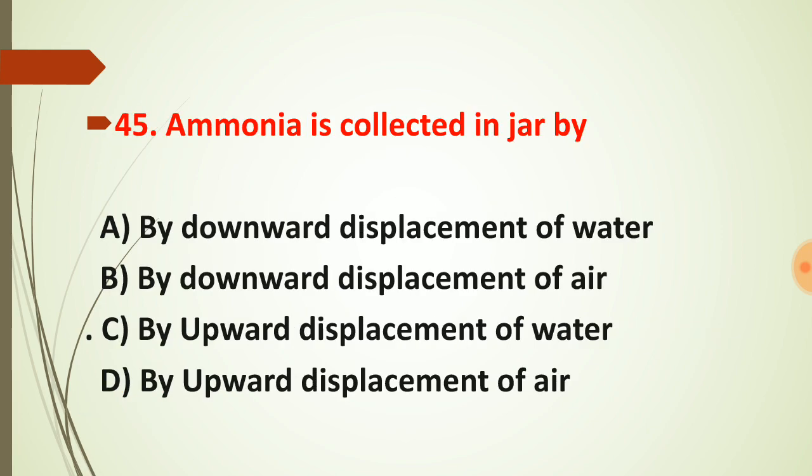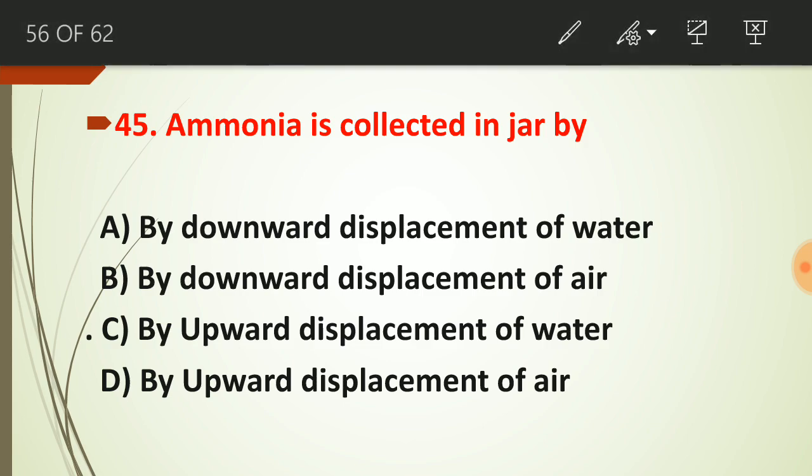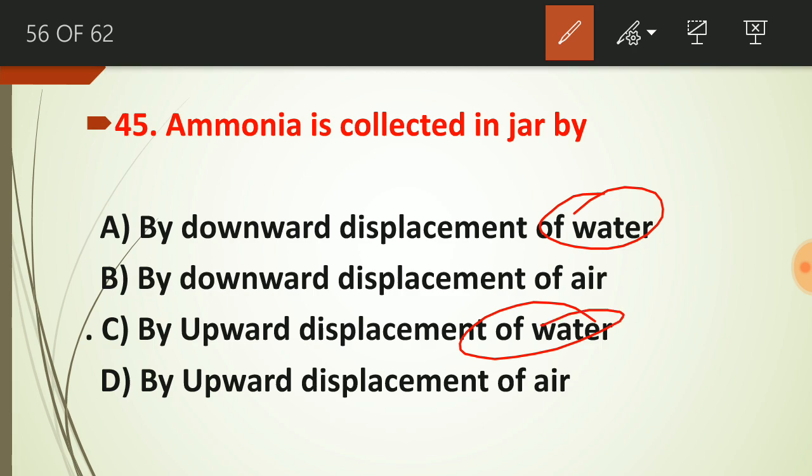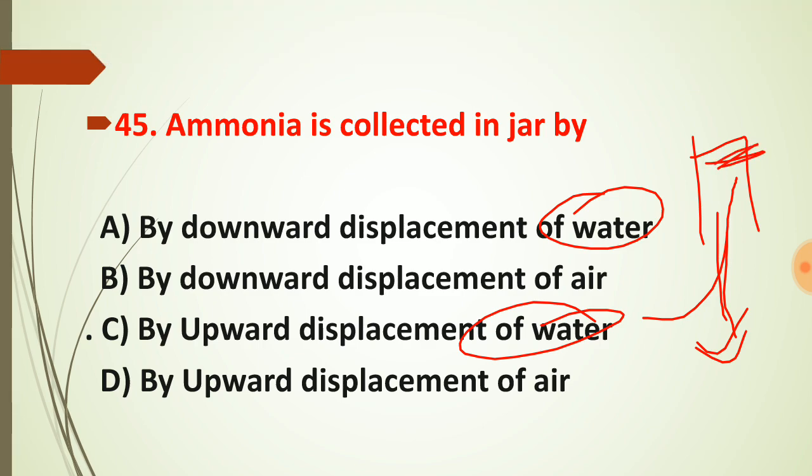Question number 45. Ammonia is collected in a jar by downward displacement of air because of two reasons. We cannot use the downward displacement of water process, because ammonia is highly soluble in water. In a gas jar, if ammonia goes in here, then air comes down. Ammonia is lighter than air. Air goes down and ammonia remains here. Now let us move to question number 46.